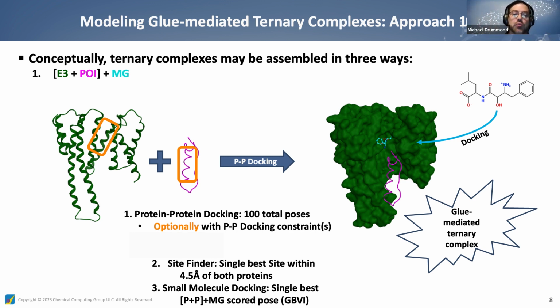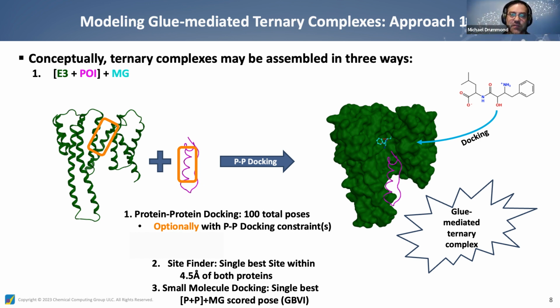One way or the other, with or without these constraints, as you do the protein-protein docking, by default, you get 100 total poses. What we then do with approach 1 is for each and every one of those poses, so we'll take just a single one here, we then use Mo's site finder tool, which will find pockets. And what we specifically are looking for are pockets that are within 4.5 angstroms of both proteins. So in general, these are sandwiched, buried in between the two proteins, or sometimes near enough, as I've shown here, that it's not exactly in between the two proteins, but it's quite close to both proteins.